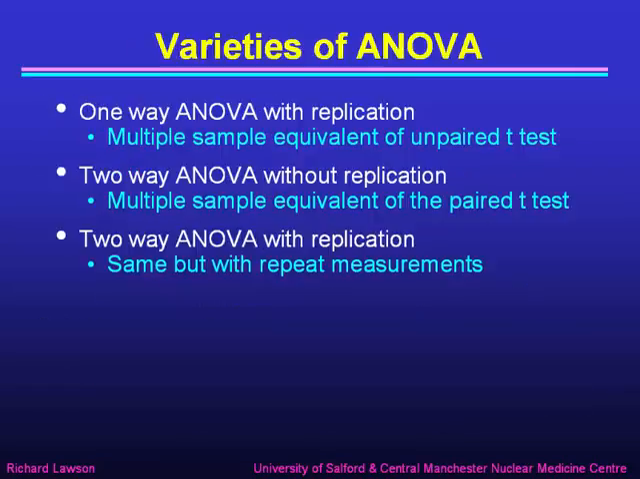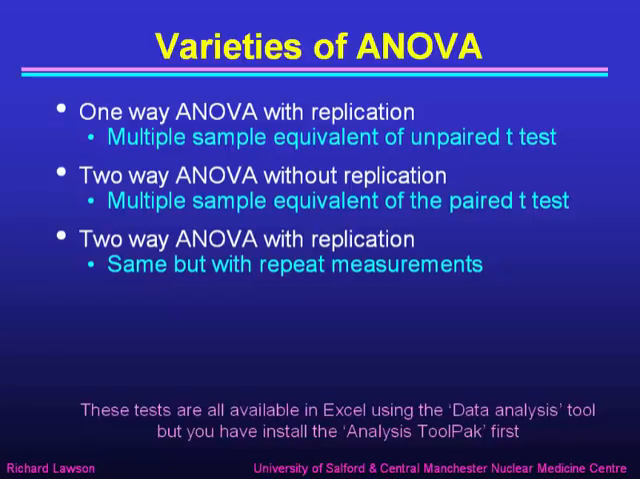There are three varieties of analysis of variance. One-way analysis of variance with replication, which is the multiple sample equivalent of the unpaired t-test. A two-way ANOVA without replication, which is the multiple sample equivalent of the paired t-test. And two-way analysis of variance with replication, which is the same but when we've got repeat measurements. That's what the replication means. All of these are available in Excel using the data analysis tool, as long as you've installed the analysis tool pack.